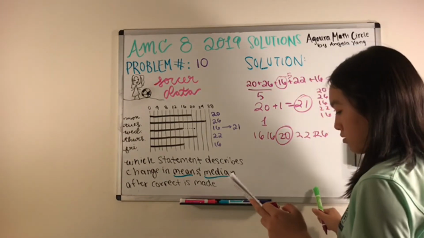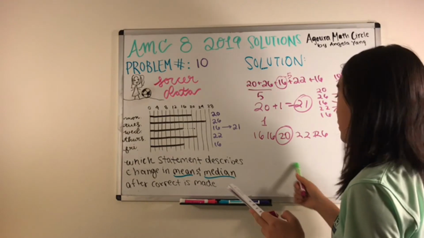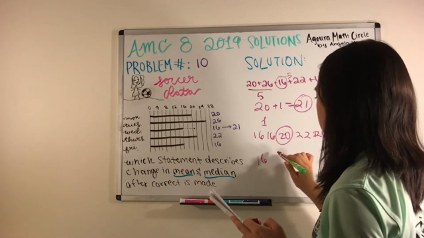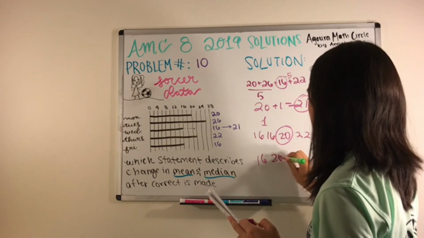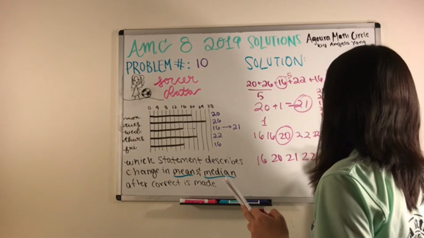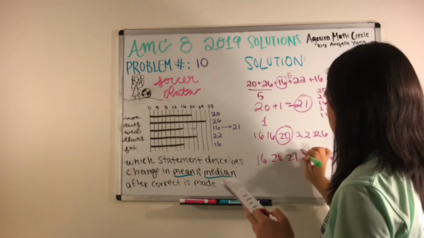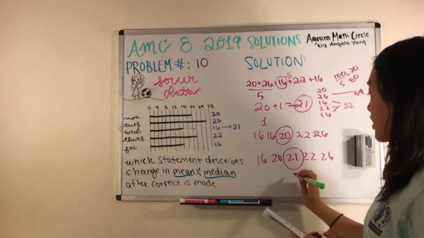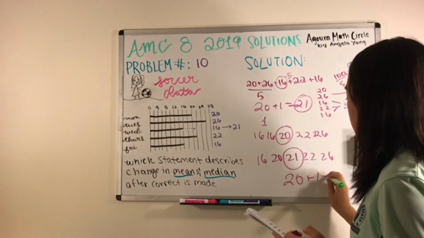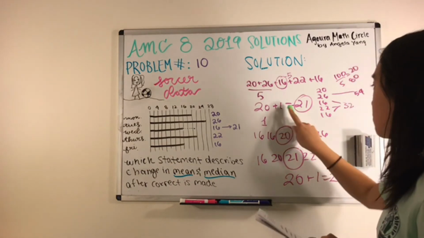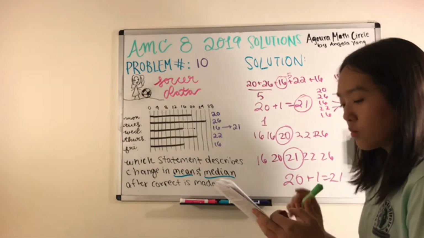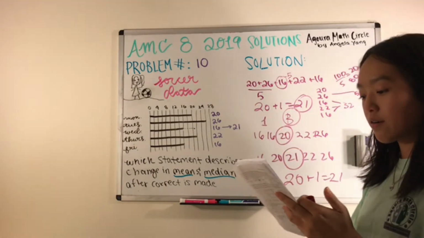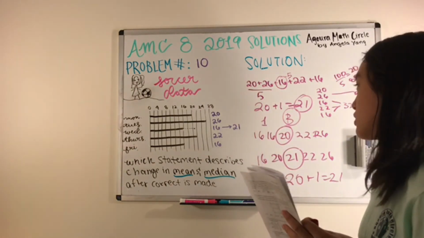The original median would have been 20, but the new one, if we put it in the right order, we get 16, 20, 21, 22, and 26. And that's 21 as well, which means that the median also increases by 1, because 20 plus 1 equals 21. And since both have an increase by 1, we get the answer of letter B, which states that the mean increases by 1 and the median increases by 1.